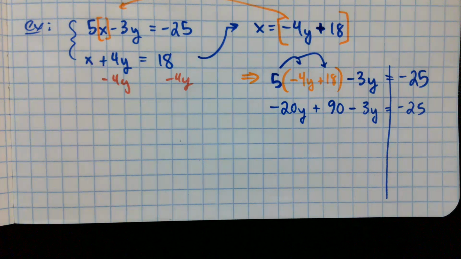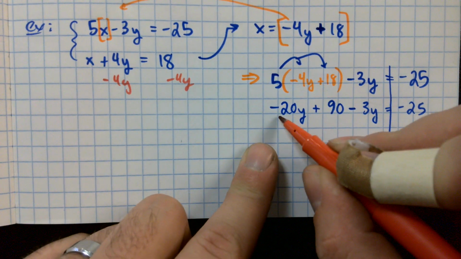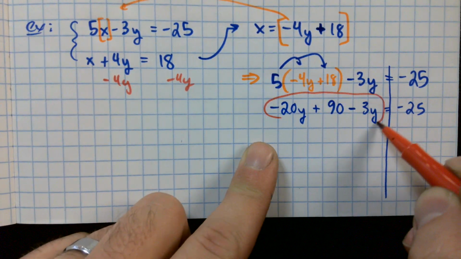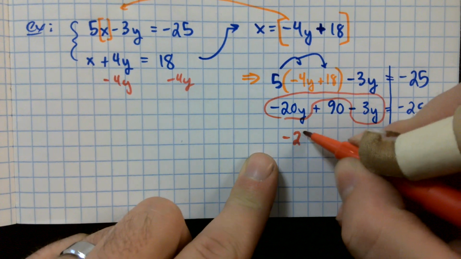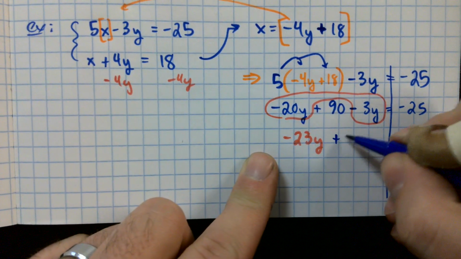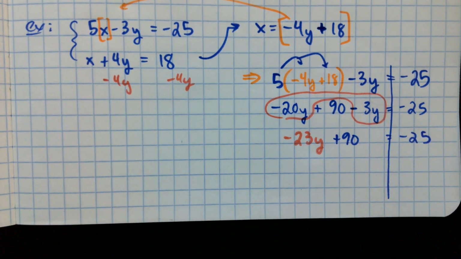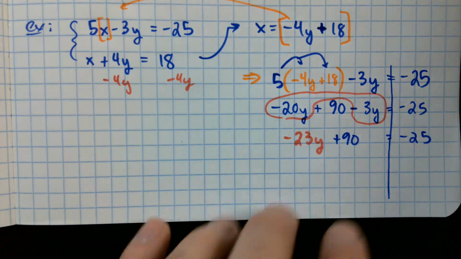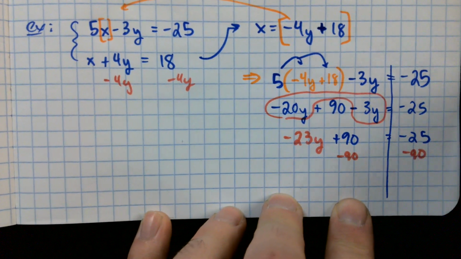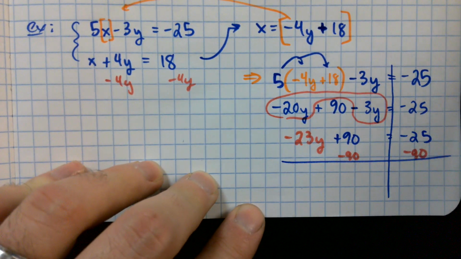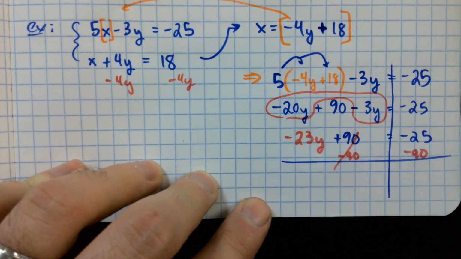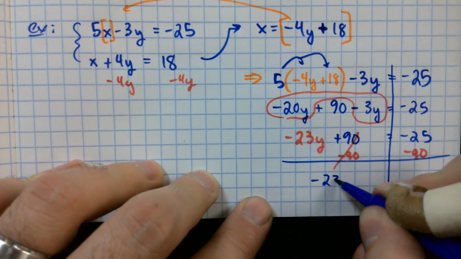What can I do now? Add the y variables together. Okay. Leona, what's negative 20y minus 3y? Negative 23y. Good. What do we do now? Minus 90. Okay. Negative 115. Golly.